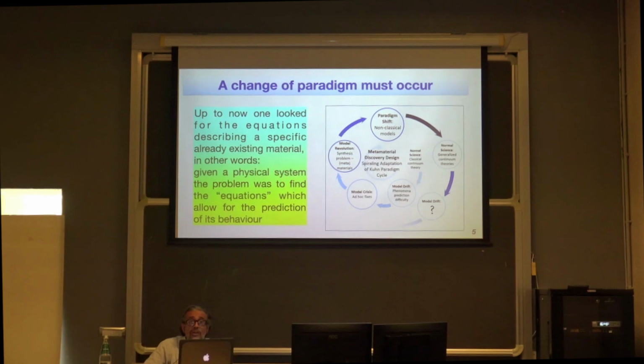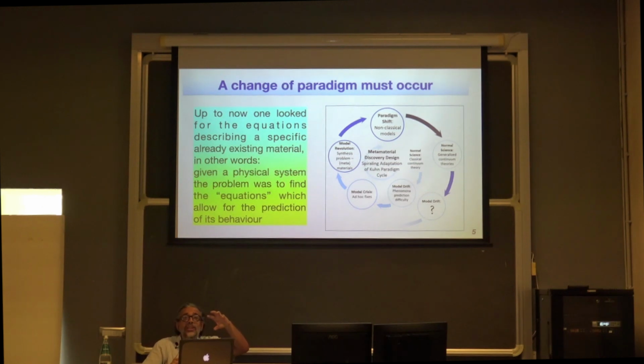Okay. The change of paradigm is described here. You have normal science, classical continuum theory. Then you have a model drift. Some phenomena cannot be described. Think about the famous Dejean capillarity fluid. Then you have a model crisis, ad hoc fixes.